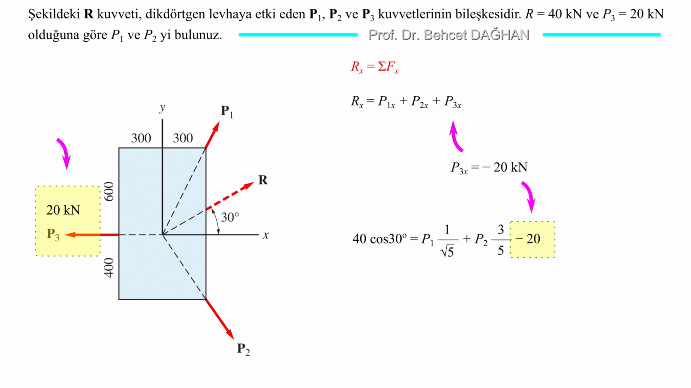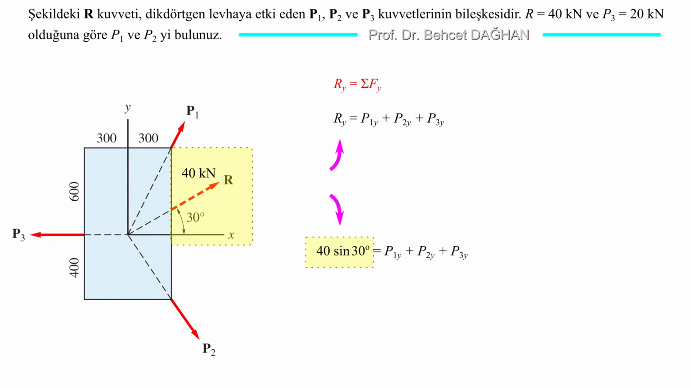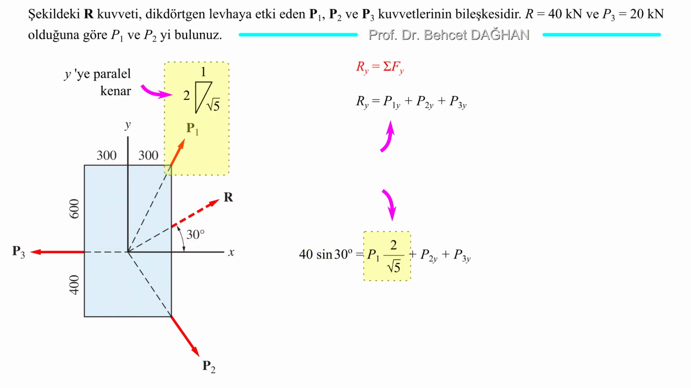We will find the second equation from the relation Ry is equal to total Fy. Let's find the y component of R. The y component of R is easily found from the figure: 40 sine 30. Let's substitute it. Let's move on to P1. We know that the slope of P1 can be found with a 1/2 triangle. This time we will multiply by the side parallel to y. When finding the y component, we multiply P1 by 2 and divide by the hypotenuse, square root of 5.